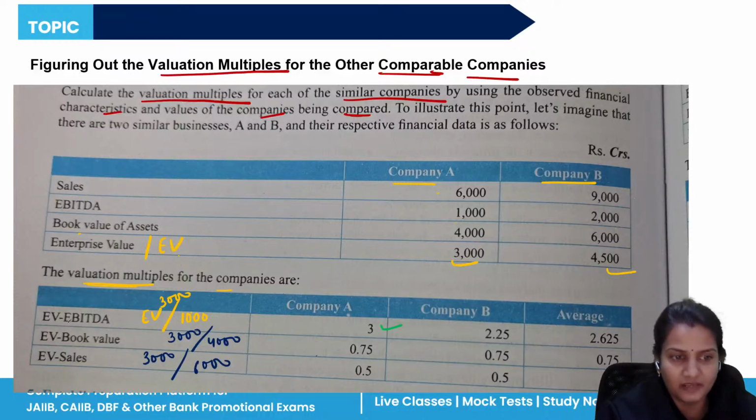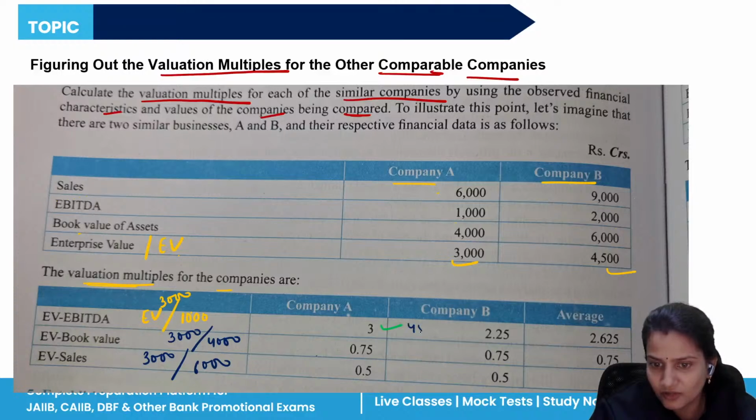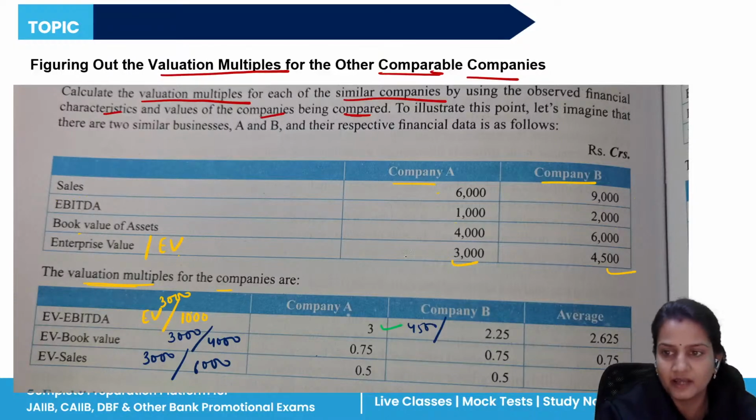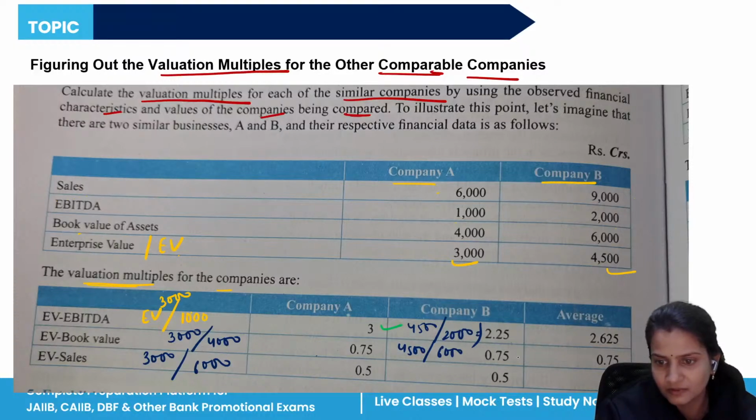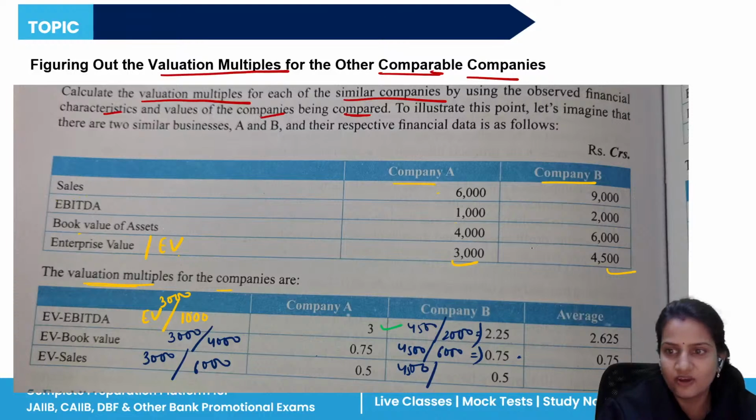Similarly, in company B, EV upon EBITDA. EV of company B is how much? That is 4,500 upon EBITDA, which is 2,000. So if you calculate, you will get the answer 2.25. Again, 4,500 upon how much? 6,000. This will be the answer. Upon sales, how much? 9,000. 0.5 will be the answer for company B.